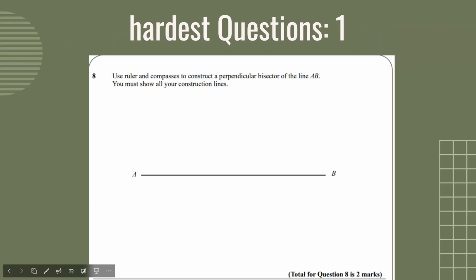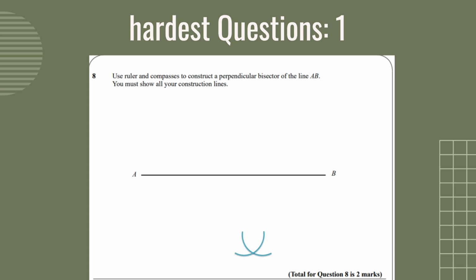Now it's time to have a go at some of the hardest exam questions you're probably asked on loci construction. Have a go, pause the video, and unpause when you're ready. So here we are asked to use a ruler and a compass to construct a perpendicular bisector to the line AB, and we must show all our construction lines. As we've seen before, we know what the word perpendicular means, but bisector means it cuts it straight in half.